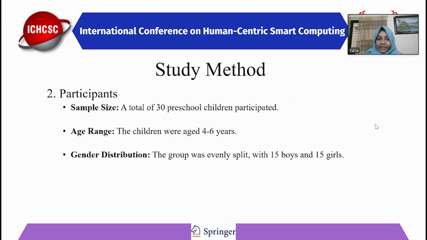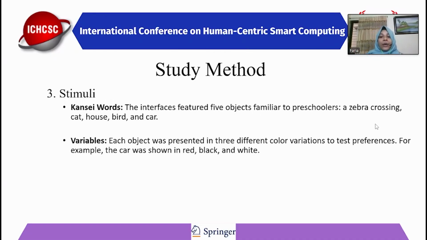Now, talking about the participants, the sample size is 30 preschool children, and the age range, as we are considering preschool, is 4 to 6 years, and the group was evenly split with 15 boys and 15 girls. Now coming to how we are incorporating Kansei. The interfaces featured five objects familiar to preschoolers that work as Kansei words for our research. That is zebra crossing, cat, house, bird, and a car. And the variables we chose: each object was presented in three different colors that we categorized into three different color contrasts, that means medium, high, and low.